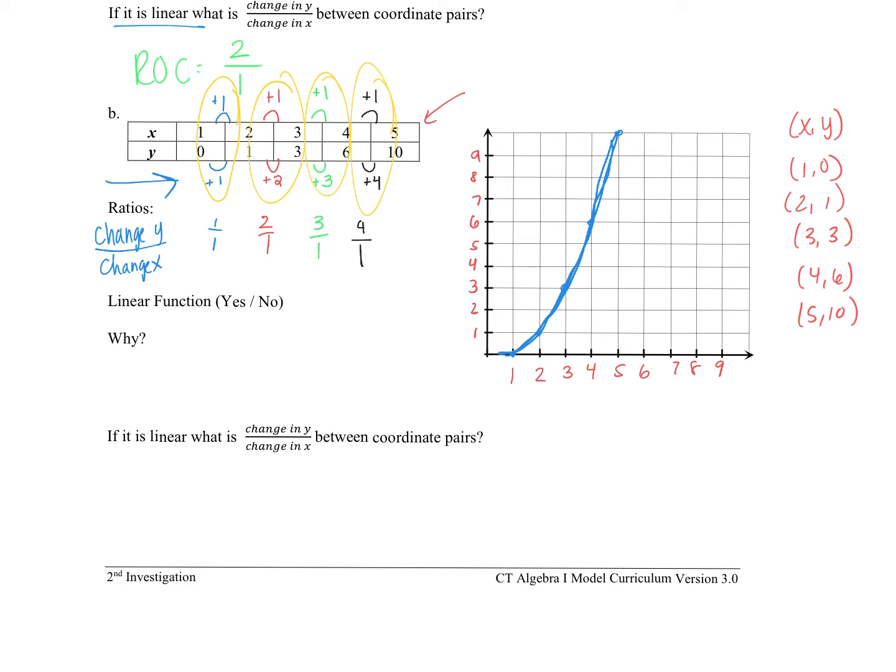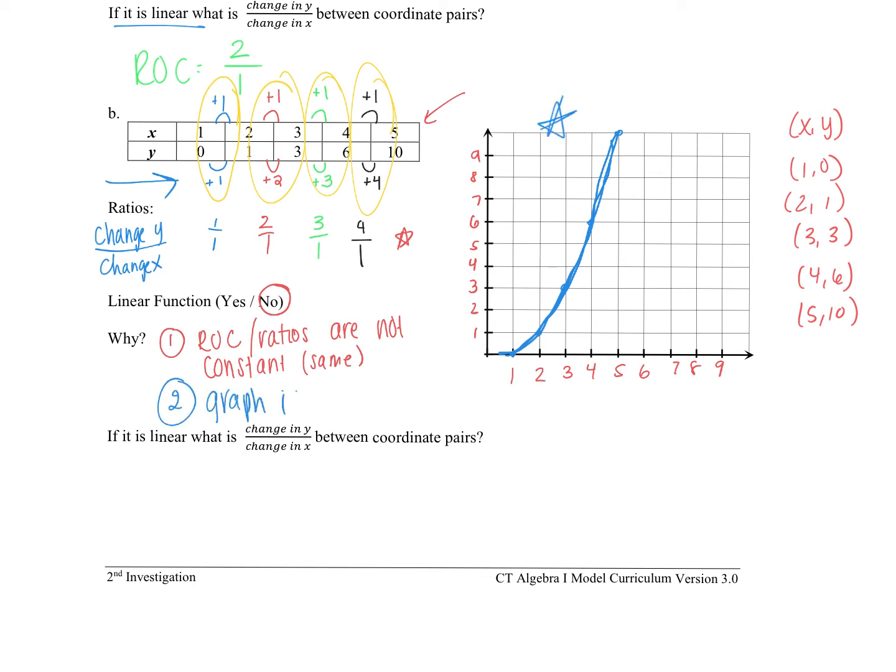You can tell me for two different reasons. If it is a linear function, all of your ratios are the same. You immediately can see that those are not the same. So this is not a linear function. So reason 1 is the rate of change, the ratios, are not constant or the same. Okay? And reason 2, you could tell in your graph. Your graph is not a straight line.